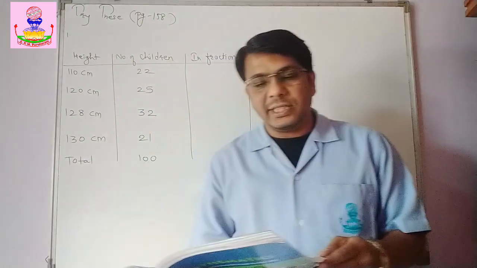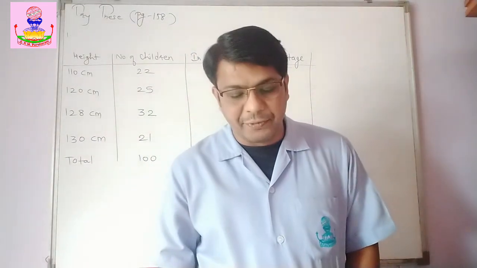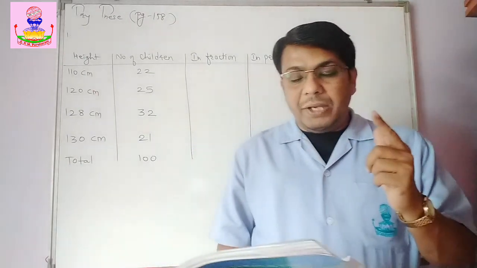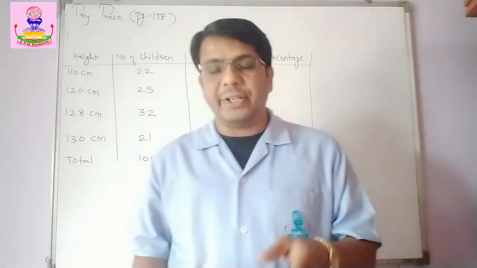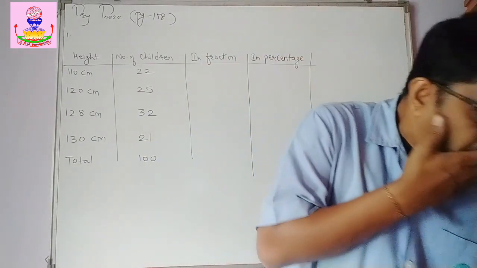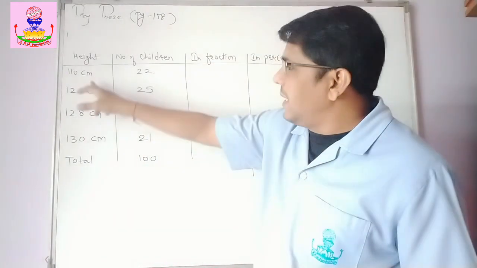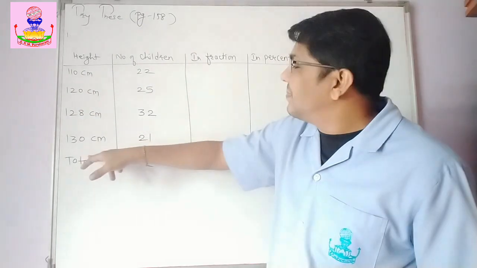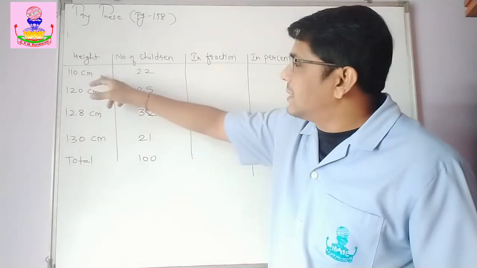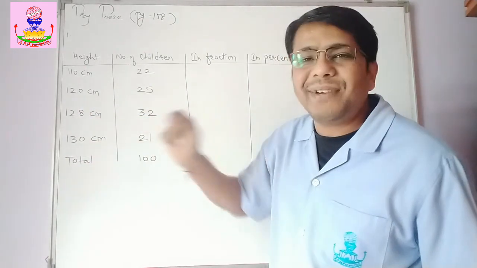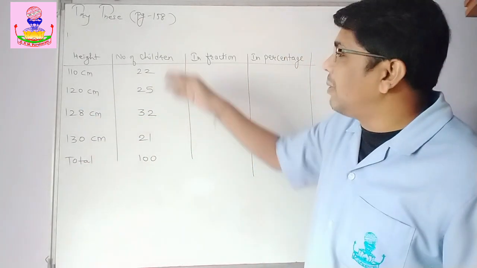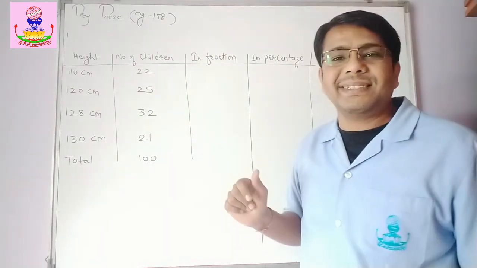So try this first example, page number 158. Number 1: find the percentage of children of different heights for the following data. Height is given. There are 4 types: 110 centimeter, 120 centimeter, 128 centimeter and 130 centimeters, and the number of children according to that height.